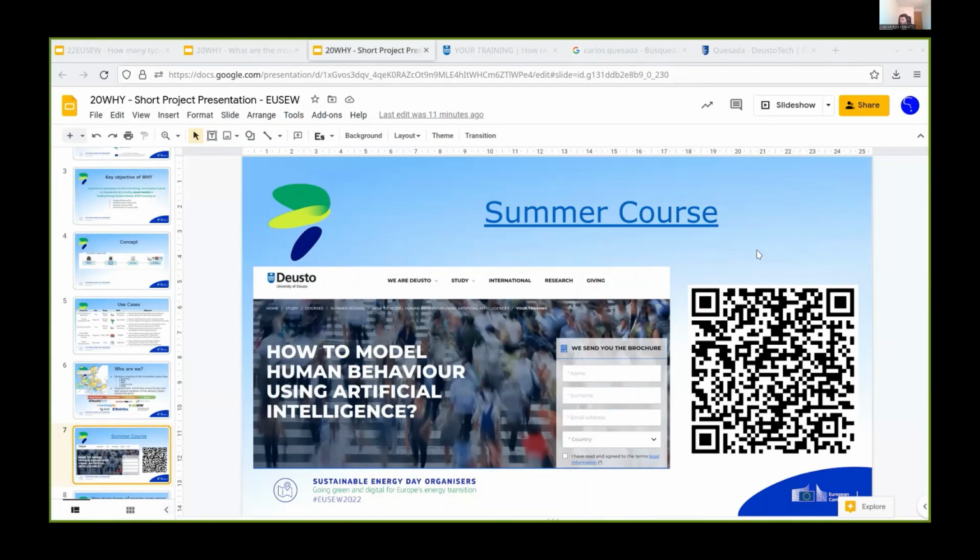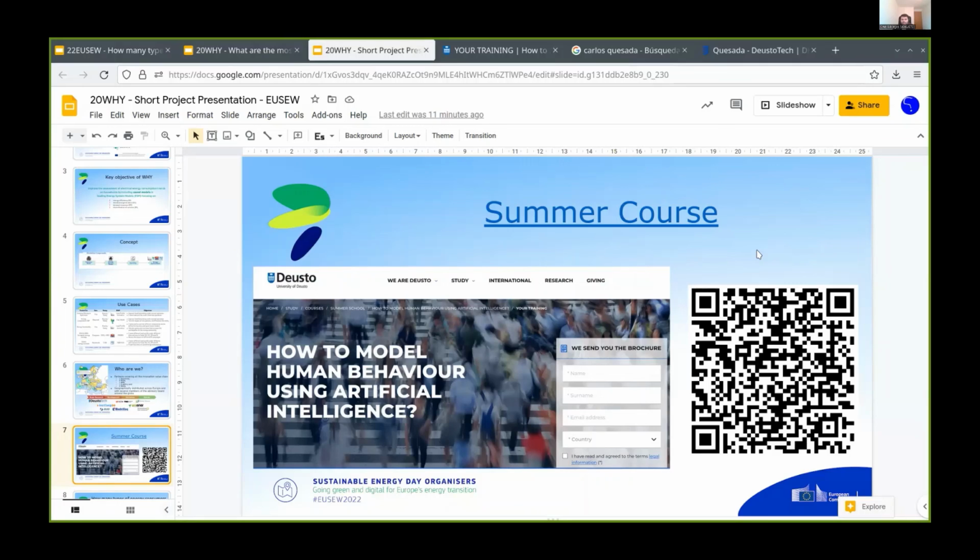Okay, so we are going to host a summer course during the last week of June, where we are going to show in detail all the techniques that we are going to show today in this webinar. They are going to be taught in this summer course inside the framework of the summer course of the University of EUSEW. Here is a QR code with more information and also a link to it.